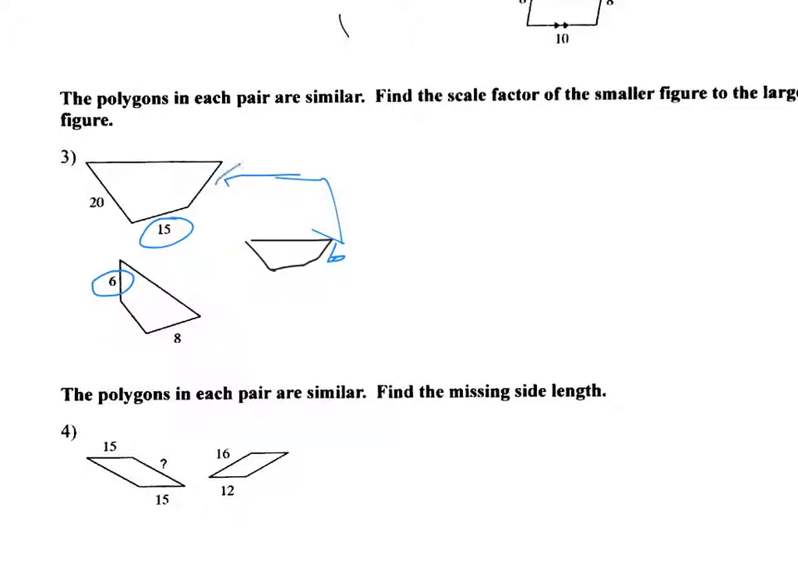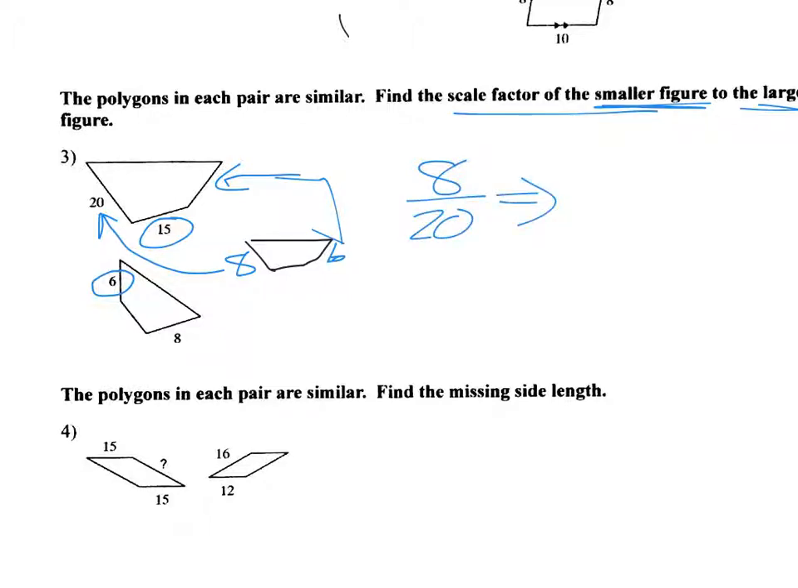I don't know why my pen's not writing again. Okay? The 8 is right here. Well, the 8 does correspond to something. The 8 corresponds to the 20. So that's going to give me my scale factor, and it says smaller figure to large. So I put 8 over 20, and then I do math frac. I reduce that again. So 4 goes into the 8 twice, 4 goes into the 20 five times, and that's my scale factor. You might see it written again like this. We did that in lesson 1.